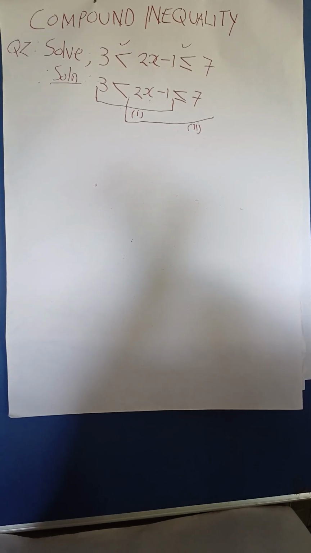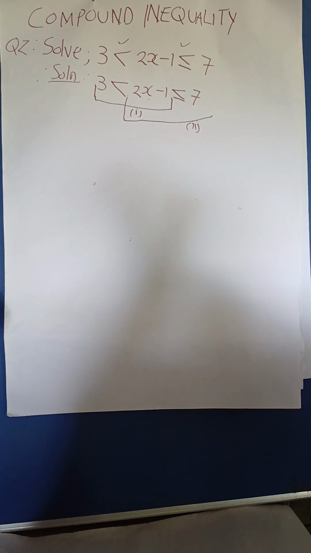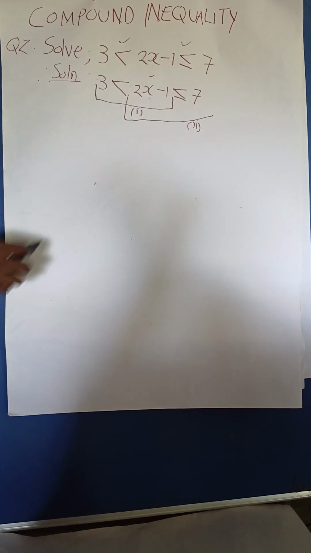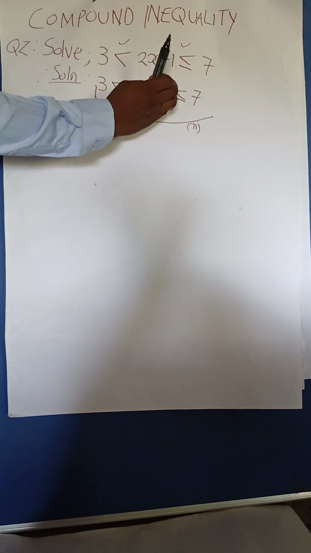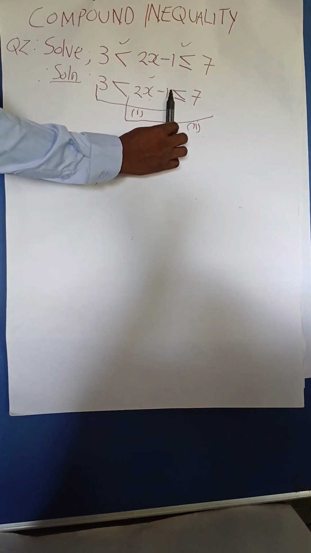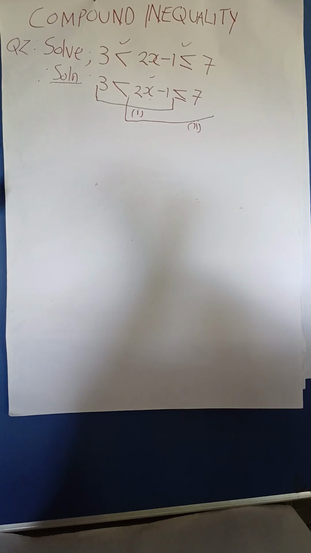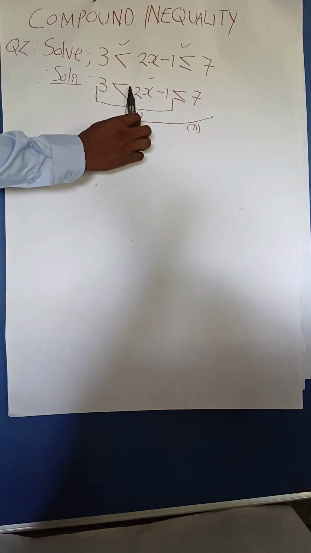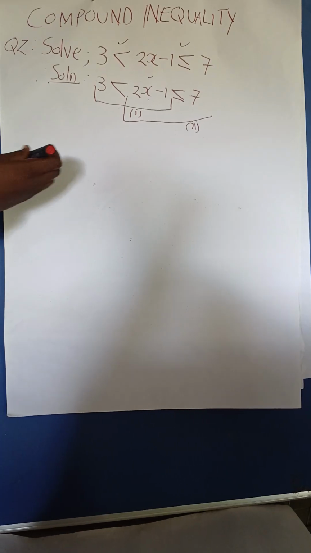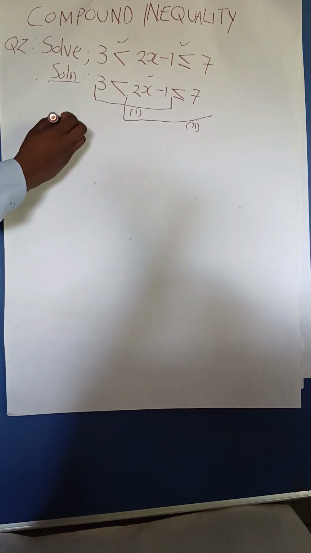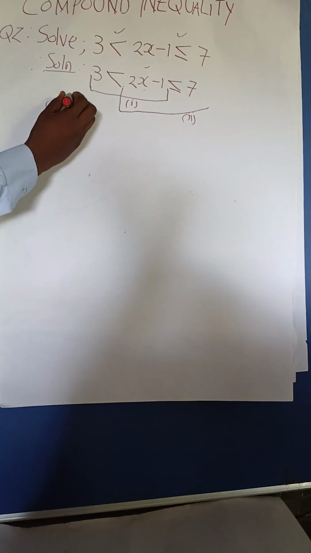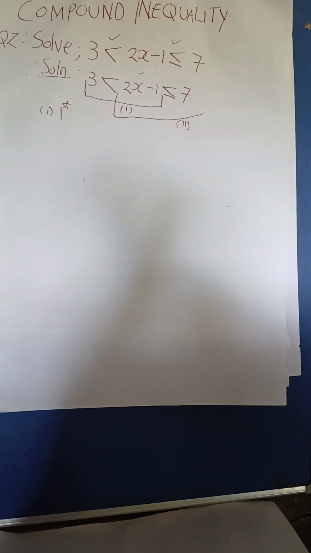Good. In other words, what we are doing here, the center, this data 2x minus 1, you are just trying to do this part. From this part here, you will equate it to the ones on the left. Then at the same time, we will come from here, going to the right, you will equate to 7. Good. So let us solve our first inequality.